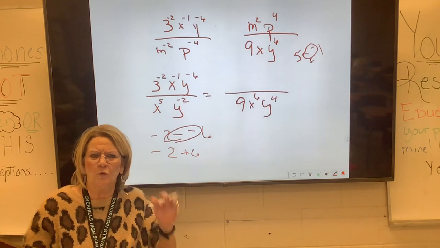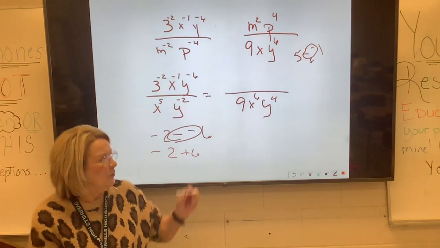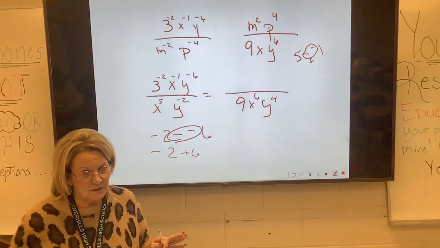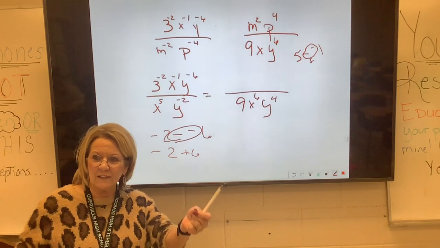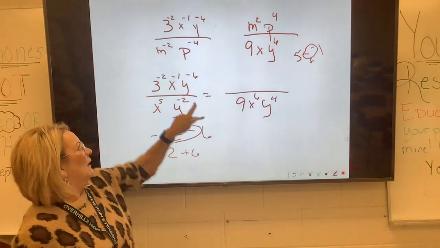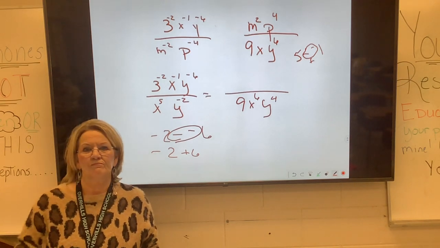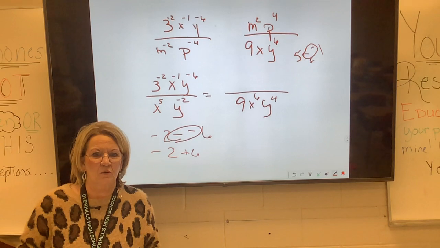You just got to be careful when you're subtracting a negative. Realize it's double. A lot of kids say, well, then that would be negative 2 minus 6. No, it's not. Because the law says you must subtract the exponents. So it's negative 2 minus a negative 6, which creates the double negative. Are you guys cool with this so far?